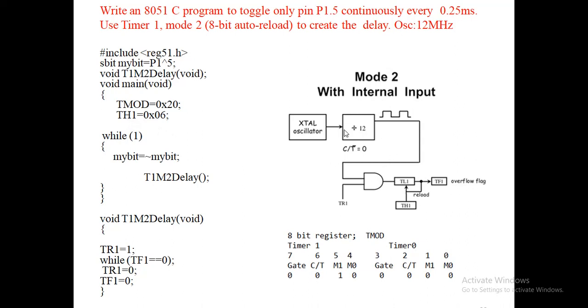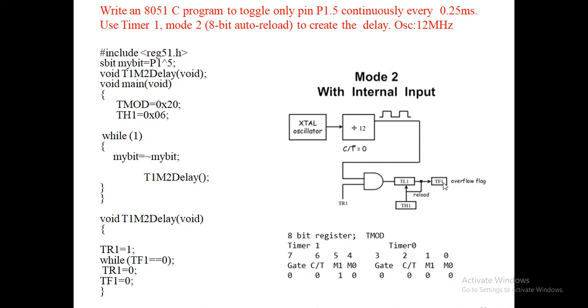Just go through the diagram. So here it is the crystal oscillator frequency. It is 12 MHz divided by 12. You will get 1 microsecond. So every 1 microsecond, this TL1 is going to increment. What is the value you loaded over here in TH1? It is 0x06. So this is automatically loaded into TL1. So TL1 is now 06. After every machine cycle, it is going to be incremented by 1, that is 07, 08, 09, and so on until FF. Once it gets FF, what will happen? TF gets set, the overflow.